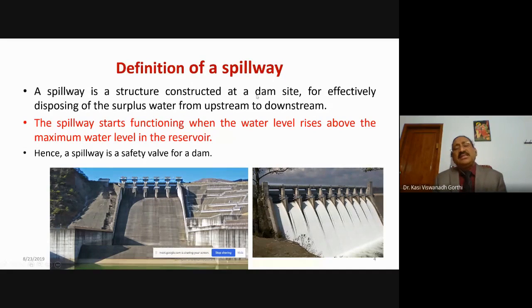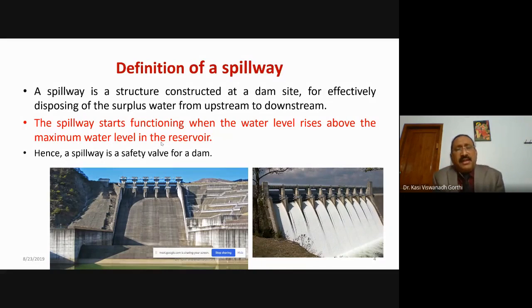So spillways are necessarily to be provided at a dam site for effectively disposing the surplus water. The excess water which is coming into the reservoir must be disposed safely from upstream to the downstream portion. This is the definition of a spillway. The spillway starts functioning when the water level rises above the maximum water level in the reservoir. Till such time, what will happen? The water joins the reservoir, and the water gets stored in the reservoir, which is required for us.